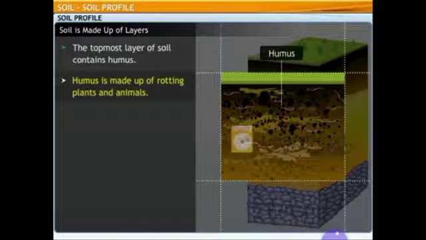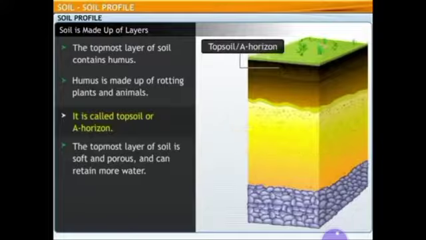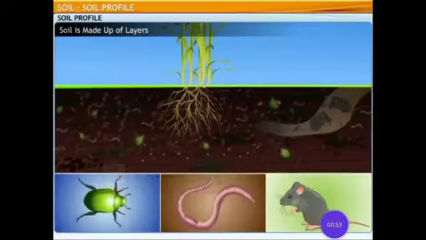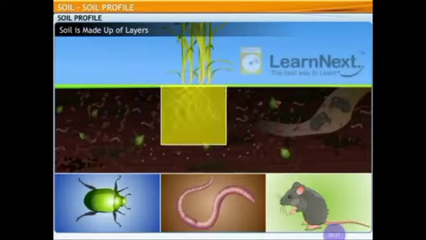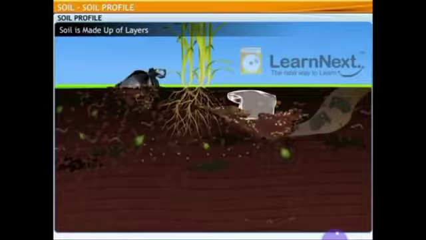The second layer is the A horizon, which contains humus, that is the remains of dead plants and animals. It is soft and porous. Many insects that are beneficial for the soil live in this layer, and the small roots of plants grow in this layer of soil.